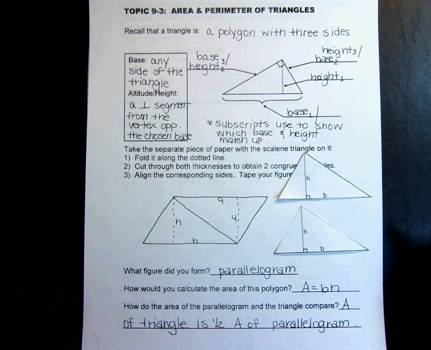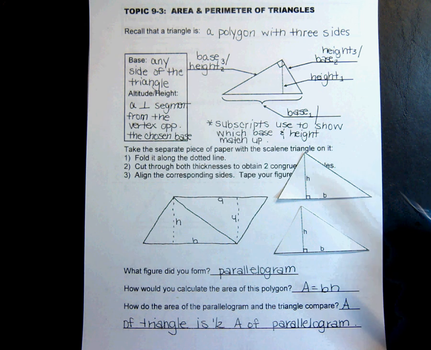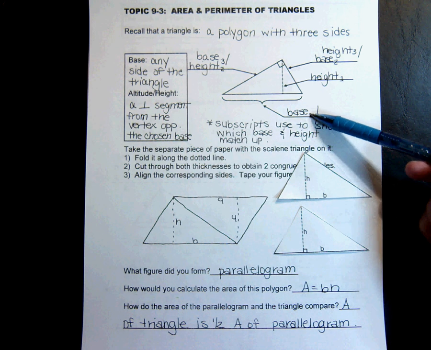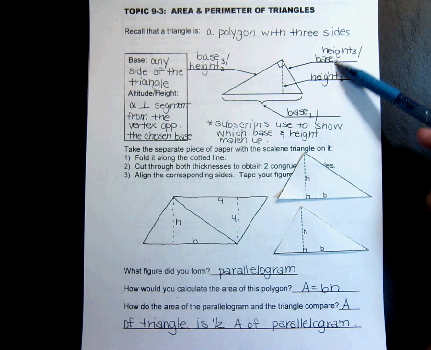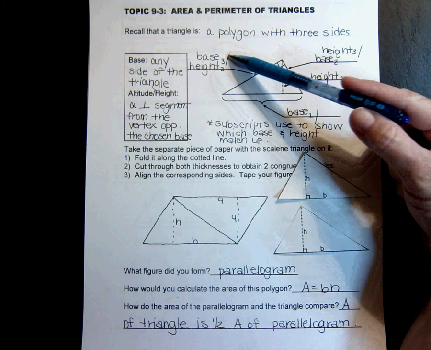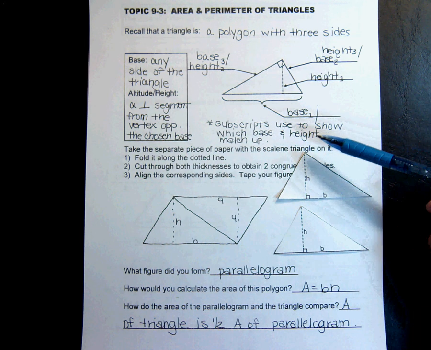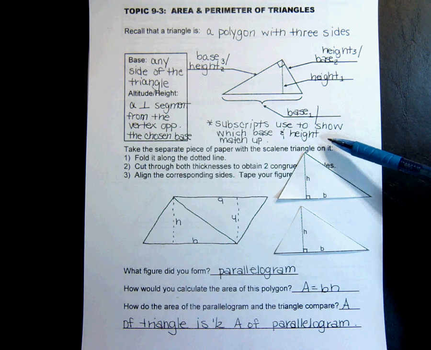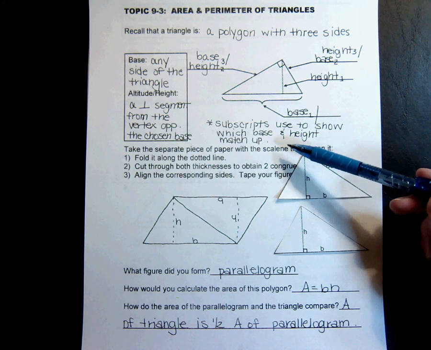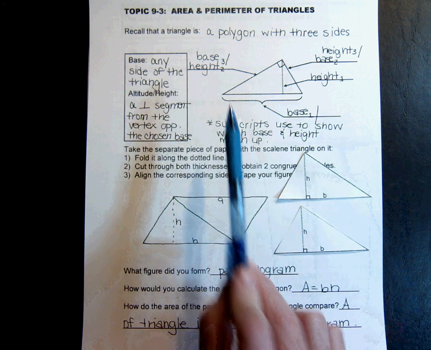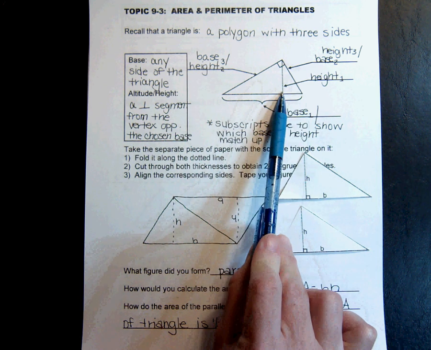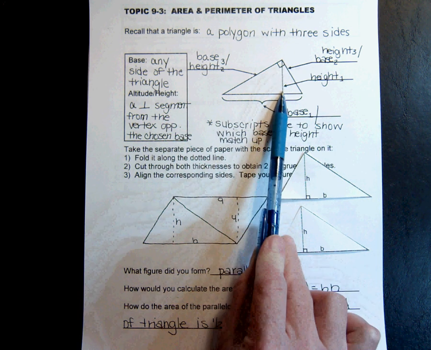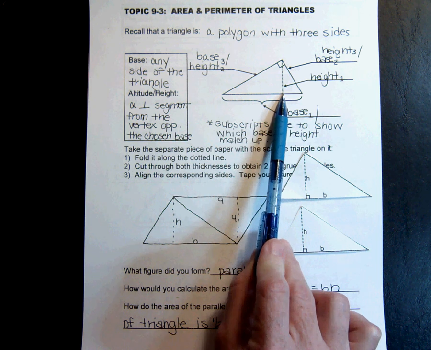Recall that a triangle is a polygon with 3 sides. The base is any side of a triangle, so you can really choose any base, and notice we put base subscript 1, base subscript 2, or this could actually be base subscript 3. Subscripts are used to show which base and height match up. So if you're using this as the base, the height would be this one here. And it's also called an altitude.